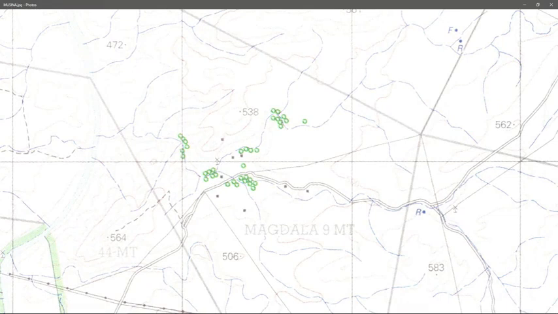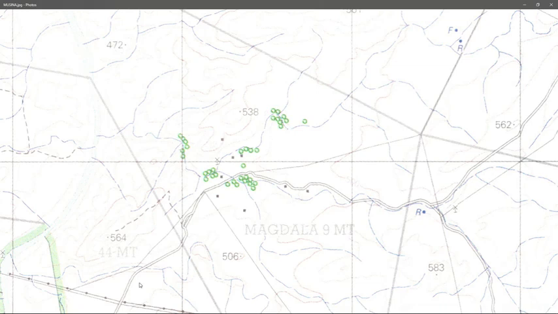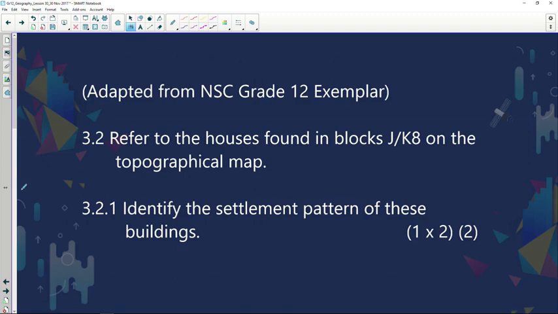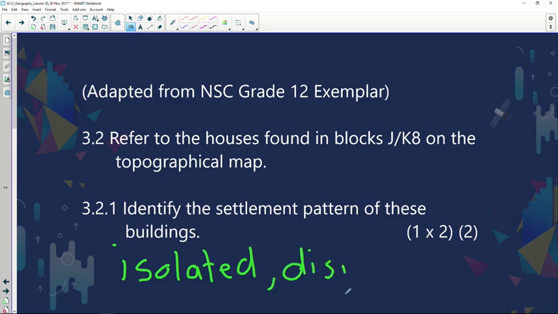Now, immediately what can we see? We can see the settlement pattern. Immediately we can see that they're not together. They're quite far from one another, next to a road. So immediately it's definitely a rural settlement, and it's definitely isolated farmsteads, and definitely dispersed, far from one another. Identify the settlement pattern, isolated. How did we know it's isolated? Because they are far from other farmsteads, and they are definitely dispersed.